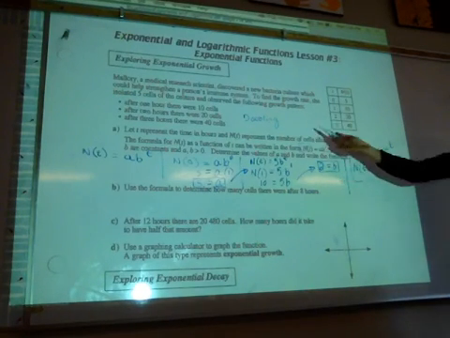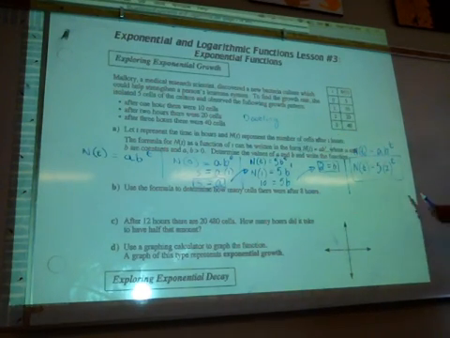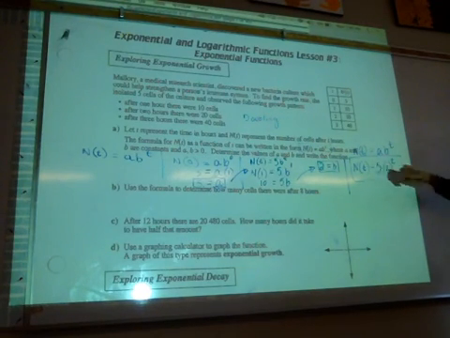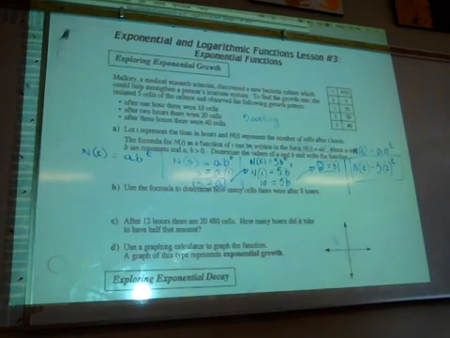We talked about how this is doubling. Okay, which letter do you think represents that we're doubling? B. Good. Okay, if you take a look at the table of values, what do you think 5 represented? Okay, the initial value or the starting value.